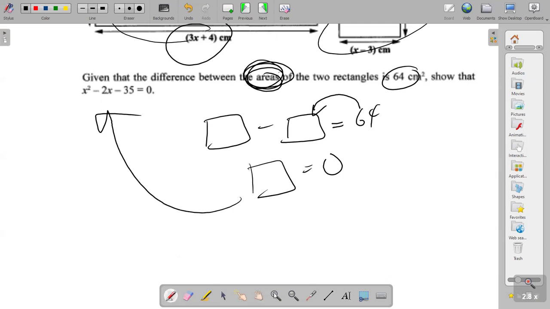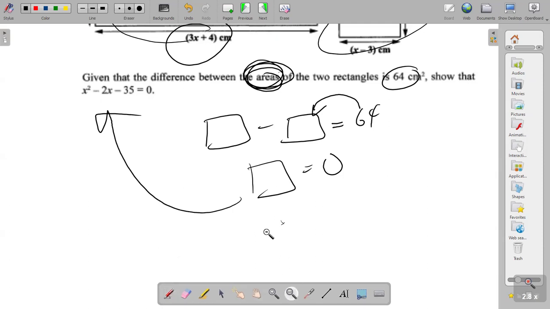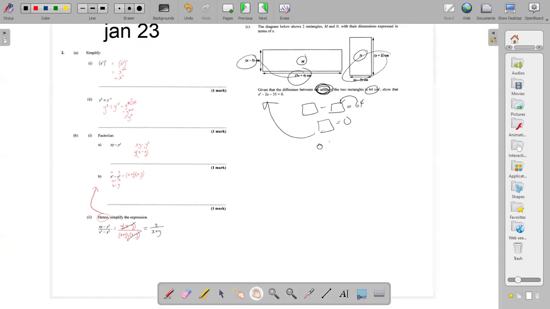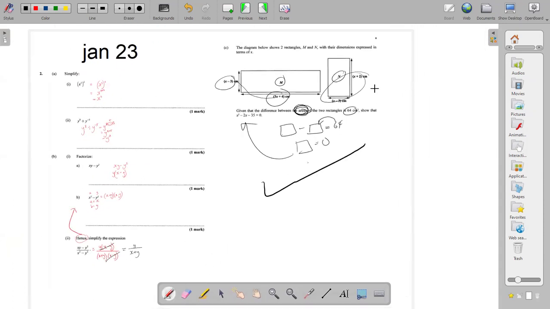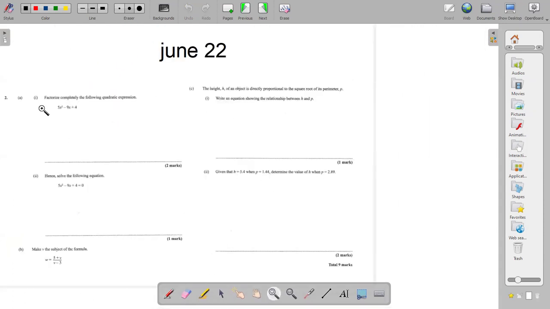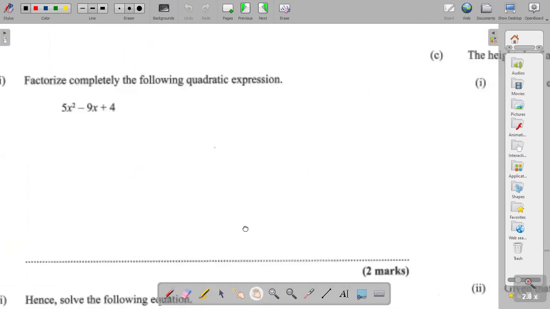That's what we've been doing, and that concept comes back a lot. So I'm hoping that if you see it, you should be able to handle it. And that's another paper done. We're moving on. Let's go.